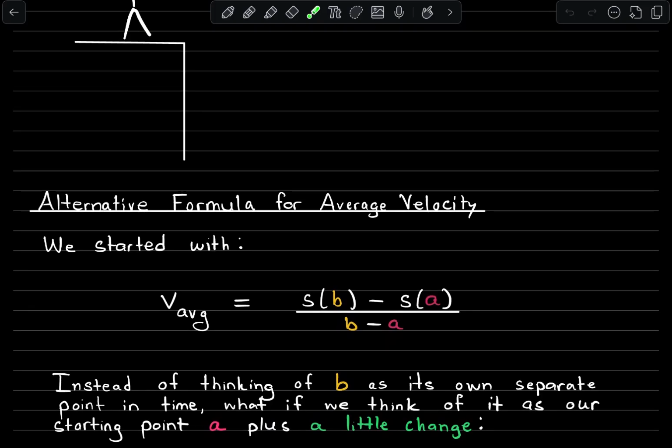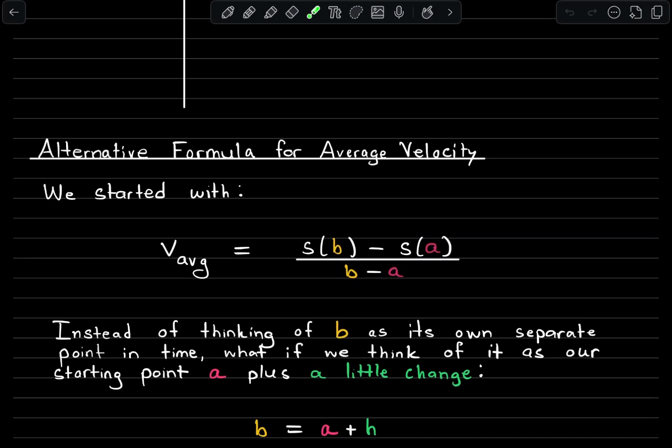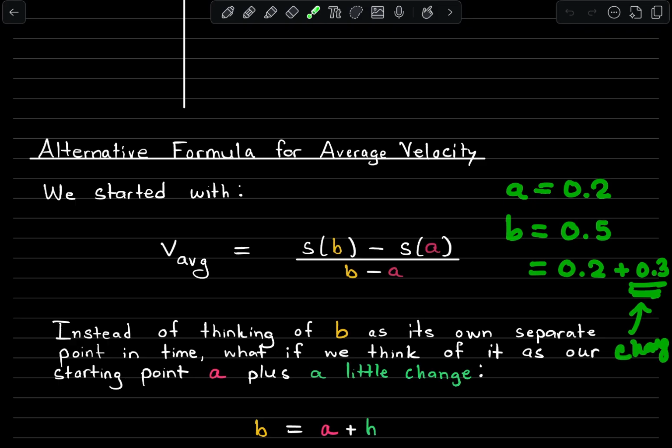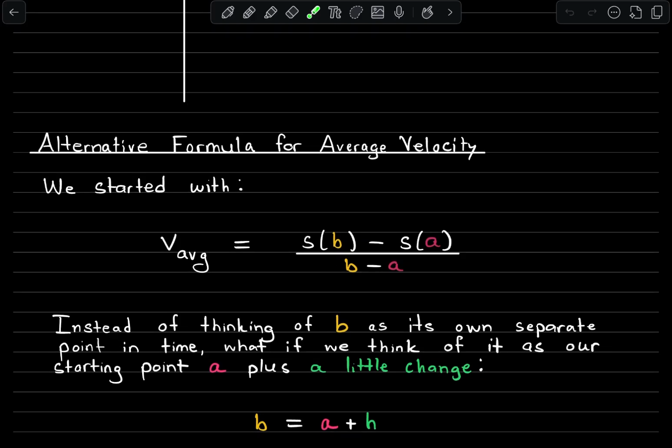But now, instead of thinking of b as its own separate point in time, what if we think of it as our starting point a plus a little change? Initially we had a equal to 0.2 and b equal to 0.5. We could have represented the 0.5 as 0.2 plus 0.3. So 0.3 is a little bit of change in time that we're tacking on to that starting point. But we're just going to do this algebraically, so we're going to represent that little change as h.